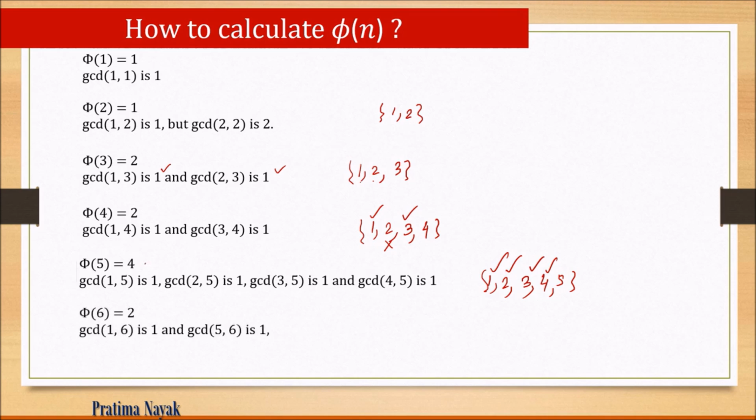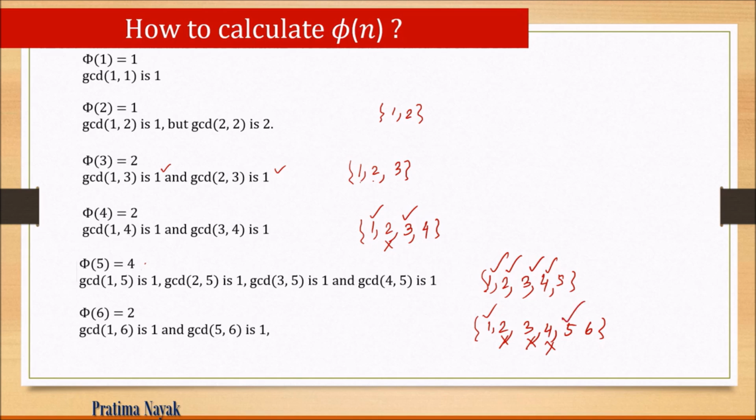Next is phi of 6. 1, 2, 3, 4, 5, 6. So 1, 6, the GCD is 1, yes. 2, 6, GCD is not 1, so it is not counted. 3 and 6, GCD is not 1, not counted. 4 and 6, not counted. But 5 and 6 are counted. So phi of 6 is 2.